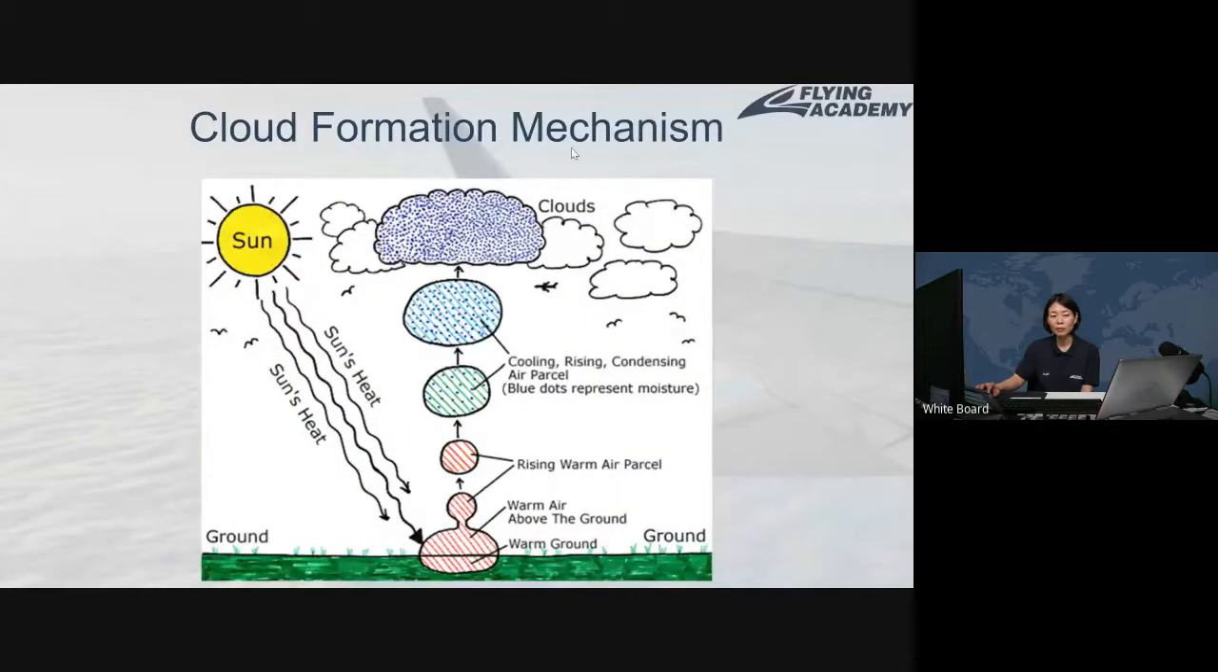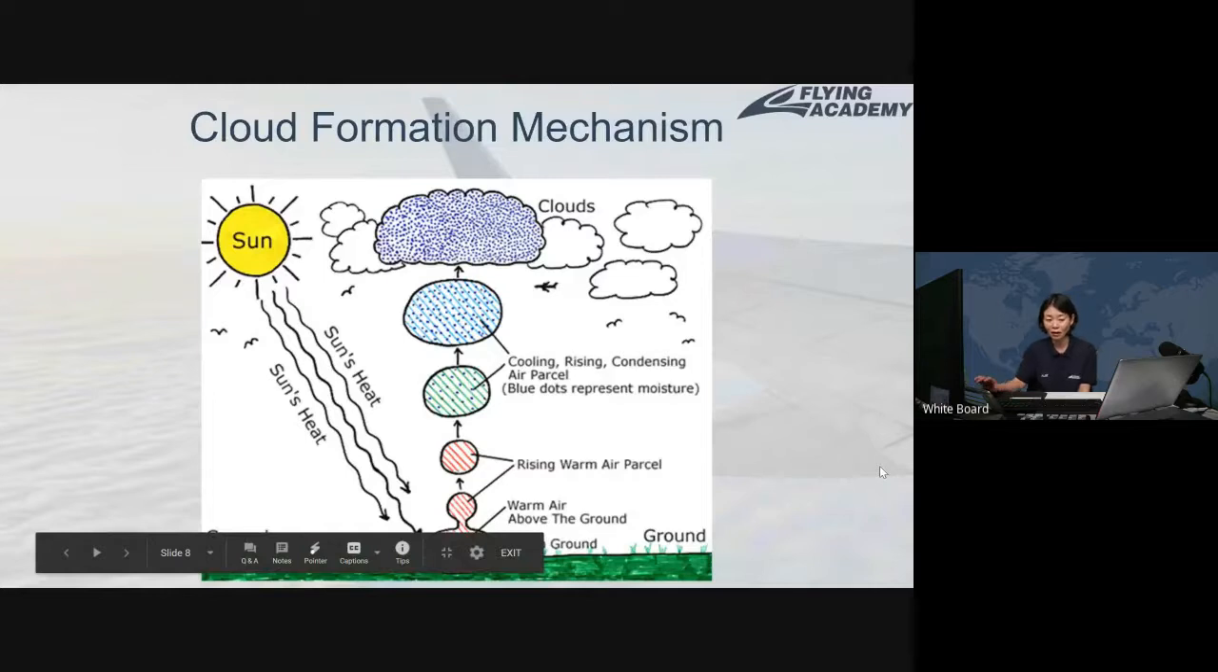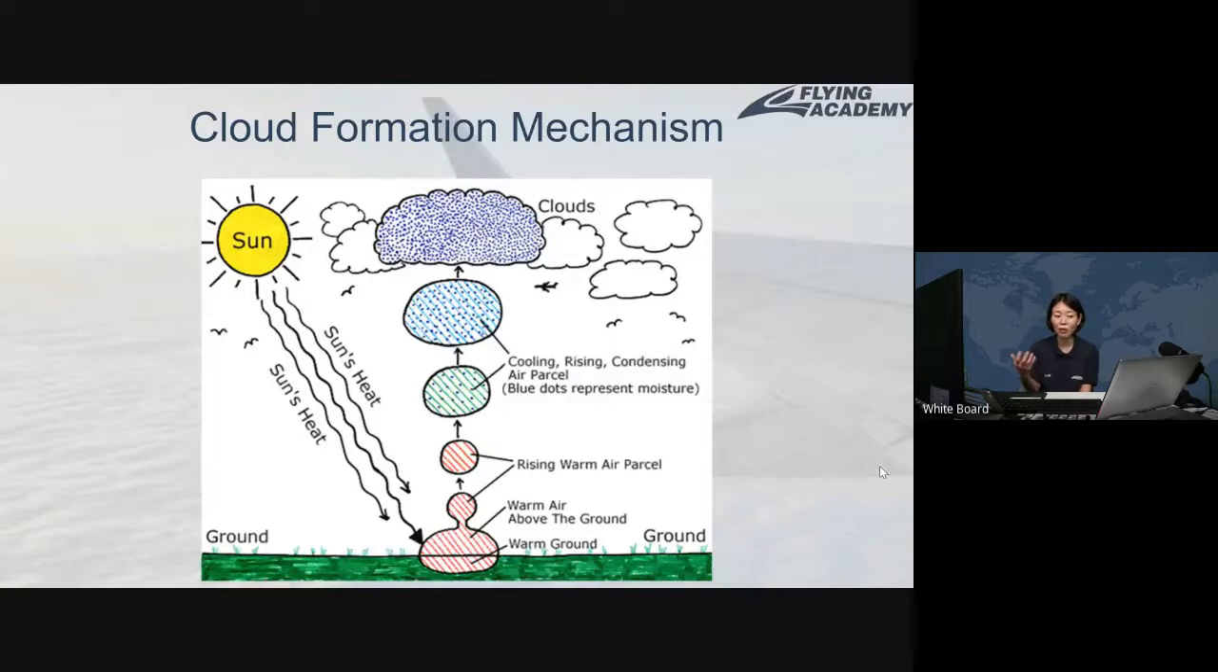So the cloud formation mechanism is like this. When the sun is heating, it's not heating the air parcel, it's just heating the ground. And then from the ground, there is radiation heat, which heats up the warm air parcel above the ground. So don't get confused that the sun is heating the air parcel. The sun just heats the ground, and the radiation heat from the ground starts heating the warm air parcel, and it goes up. So when the warm air above the ground gets heated, it rises.